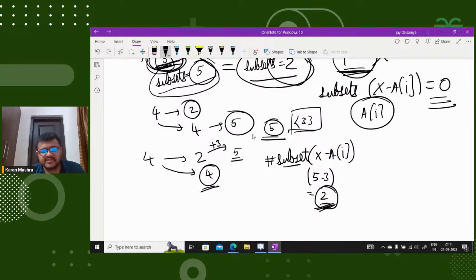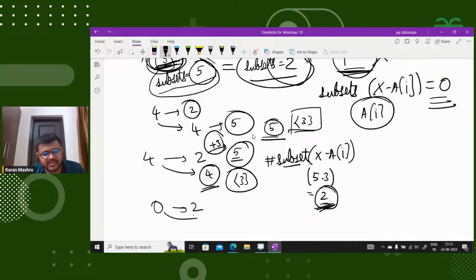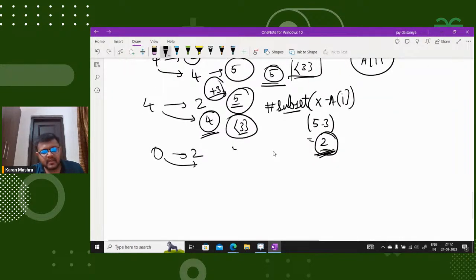That means that this 3 was a part of 4 subsets whose sum was equal to the target sum 5. But suppose there are 0 subsets whose sum is equal to 2 if I do not consider the element 3. So the number of subsets while considering 3 whose sum will be equal to 5 will also be 0, because there are 0 subsets whose sum is equal to 2. So even if I add 3 to all the subsets, there are no subsets whose sum is equal to 2. Are you getting my point?